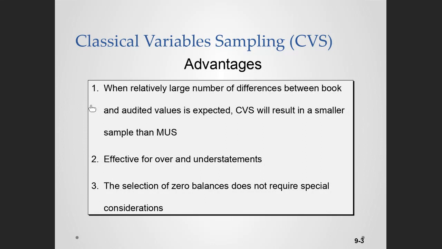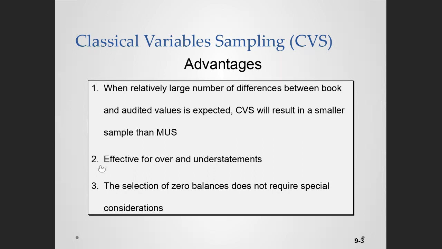The first one says, when a relatively large number of differences between book and audited values is expected, classical variable sampling, CVS, will result in a smaller sample than MUS, monetary unit sampling. What does this mean? It means before you start the audit as an independent external auditor, you think that there may be a lot of errors. If you feel that way, then when classical variable sampling is employed to calculate the sample size, you will get a smaller sample size. And as auditors, we would like to have smaller sample sizes. Smaller sample sizes that are representative are better than larger sample sizes that are representative, because it reduces our work, and remember, we're selling time as auditors.